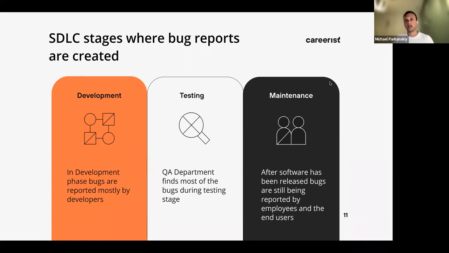And then in the maintenance phase, after the software has been released, bugs are still being reported by employees and the end users, usually the customers. Hopefully, there are not too many bugs coming in from your customers. Hopefully, you have caught all of the bugs or most of the bugs, but there are definitely going to be bugs that are in production. And so usually your customers are going to be reporting.